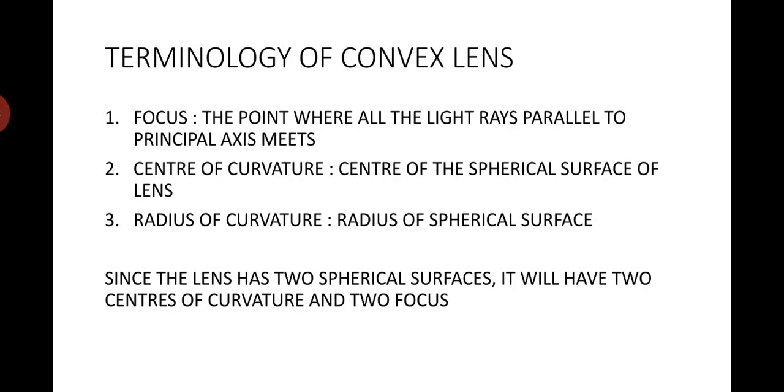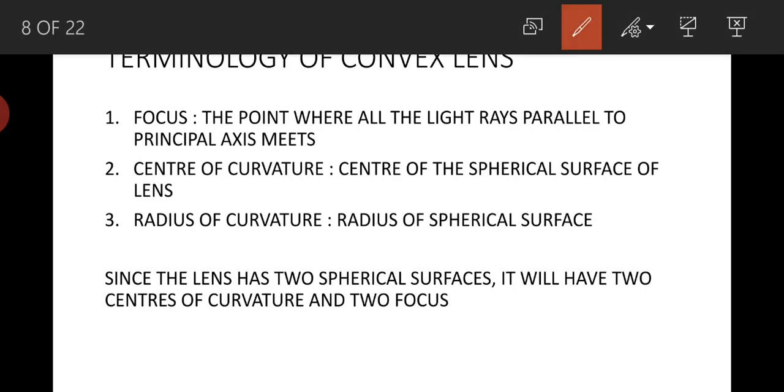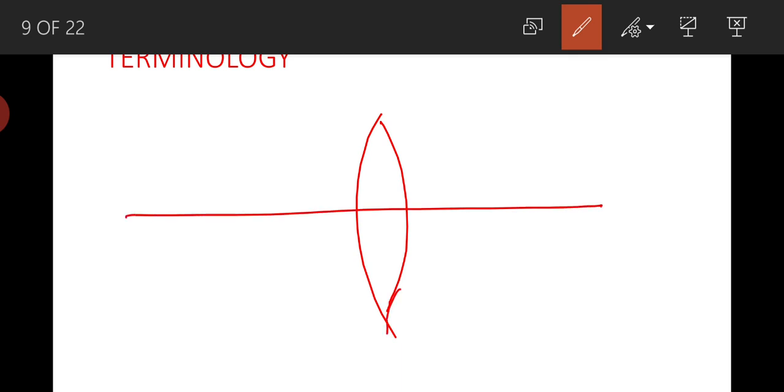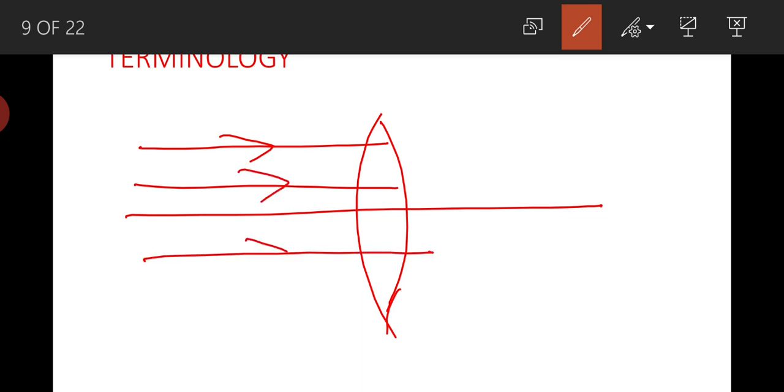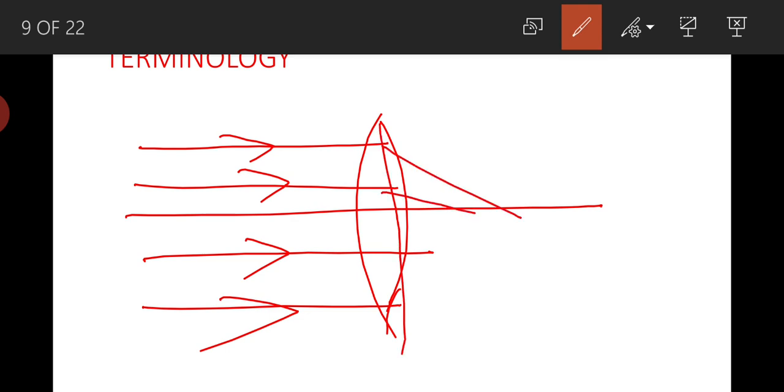Now let us see the terminology of a convex lens. First one is focus. Focus is a point where all the light rays parallel to the principal axis meet. For example, if you take a convex lens, and light rays come from infinity, from infinite distance, that is, light rays coming parallel to the principal axis fall on the convex lens, then all these light rays will meet at a point. That point is called the focus.